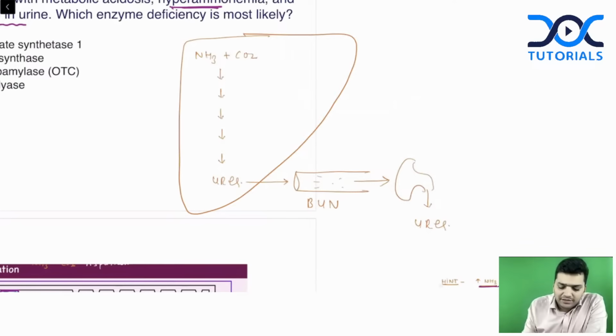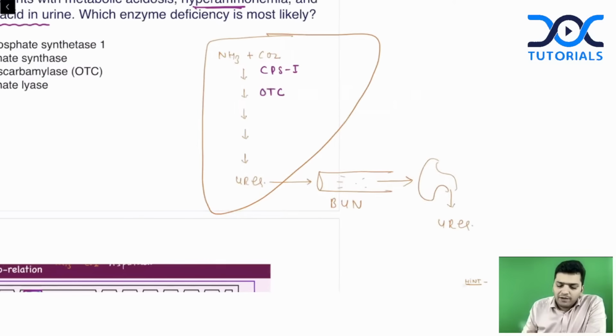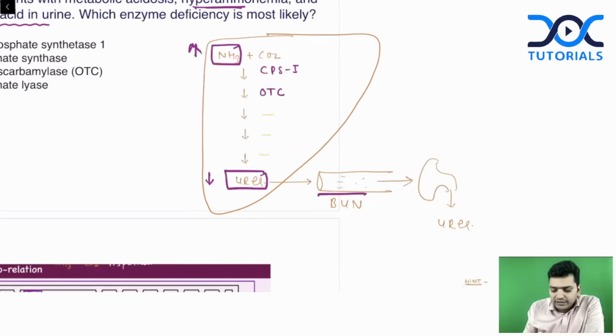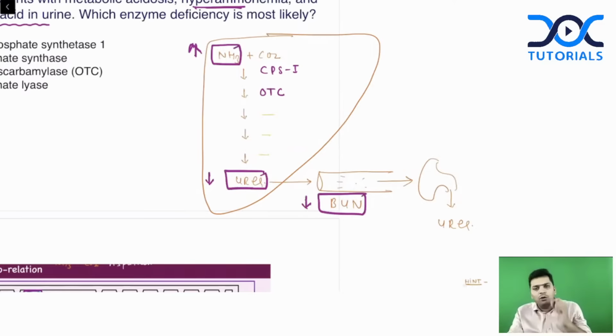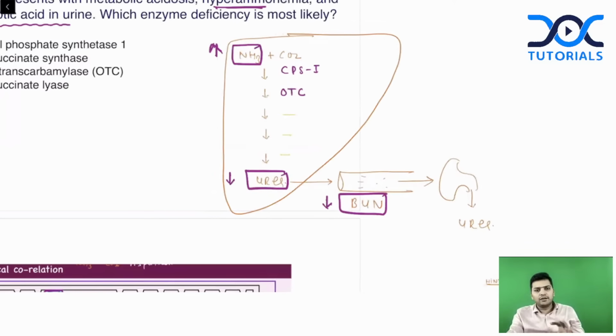Now there are several enzymes. The first enzyme in the urea cycle is CPS1, carbamyl phosphate synthase 1. Then we have ornithine transcarbamylase. Then we have the other enzymes. So if by any chance the urea cycle is not working, there are two things which are very much fixed. If there is deficiency of any enzyme out of these five, this urea cycle will not work. So ultimately, what is going to happen? The ammonia is going to increase and the urea is going to decrease. And if the urea decreases, the BUN is going to decrease. So in all the cases, whenever the urea cycle is not happening, the ammonia is going to increase and the BUN is going to decrease.